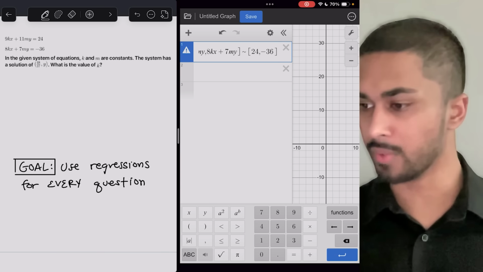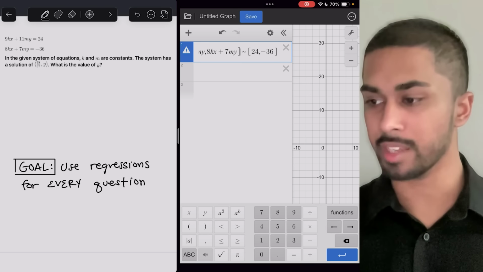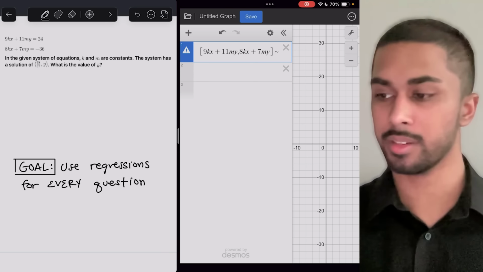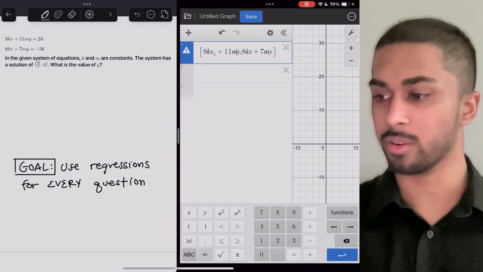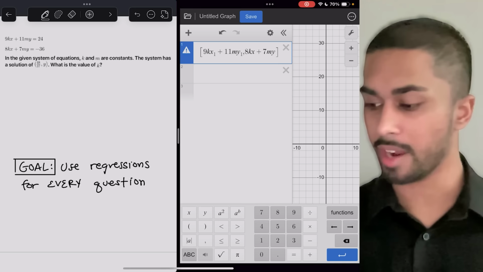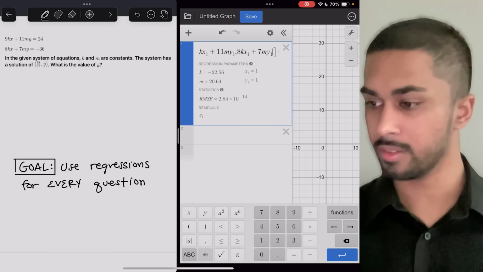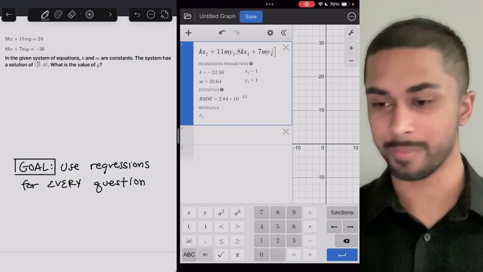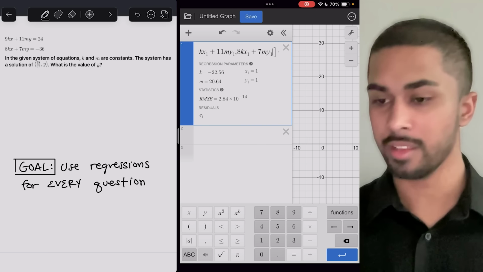Okay, perfect. So now we have these two. Desmos just doesn't like when x and y are in the list. So we need to change every single x to x1, every single y to y1 by typing a 1 directly after the x and y. It automatically goes to the subscript. And see how it solves for k and m for us? Now, what is the value of k?